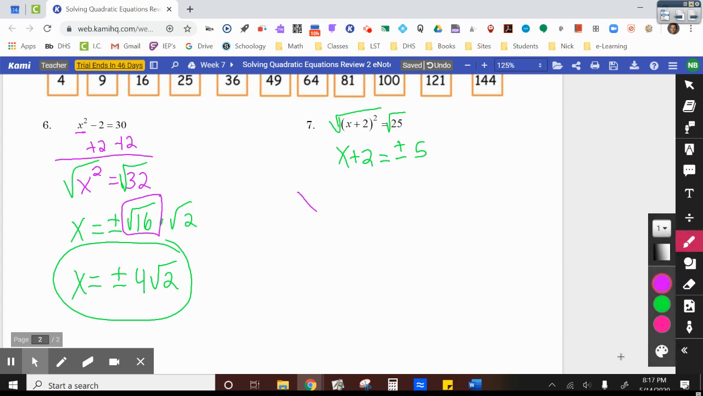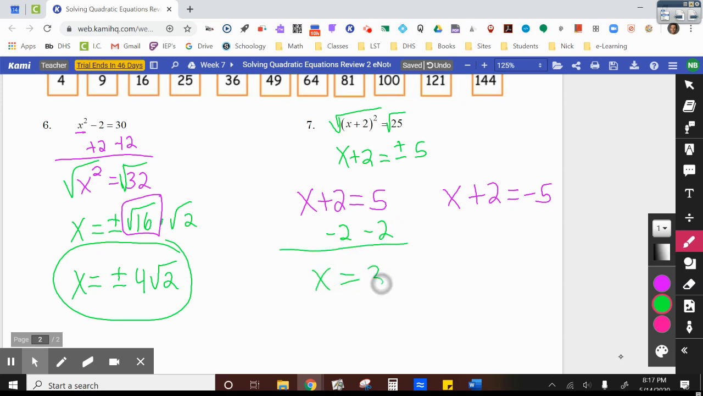So my first equation is x plus 2 is equal to 5. And my second equation is x plus 2 is equal to negative 5. Now I'm going to solve both the same way. I subtract 2, I get x is equal to 3. And I subtract 2 on this one. This time I have negative 5 minus 2, and that gives me negative 7. So those are my two solutions.